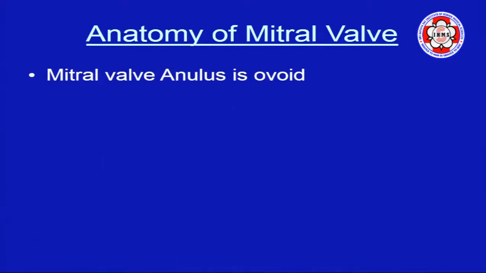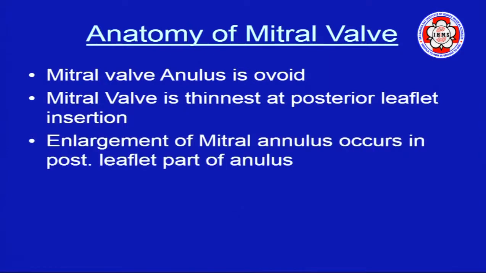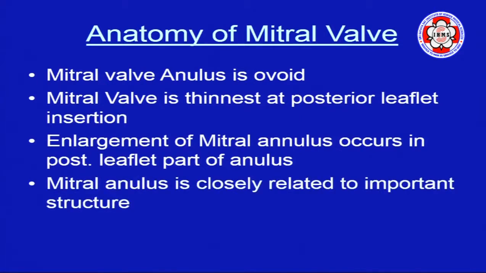The mitral valve is not a round structure. It's more like an elliptical or ovoid structure. It is thinnest in the posterior leaflet part, especially at the insertion site. The enlargement of the mitral annulus occurs at the posterior leaflet part of the annulus. The mitral annulus is closely related to many important structures.